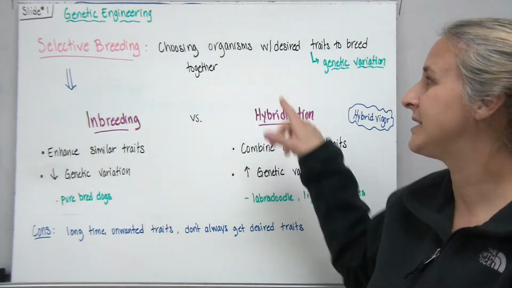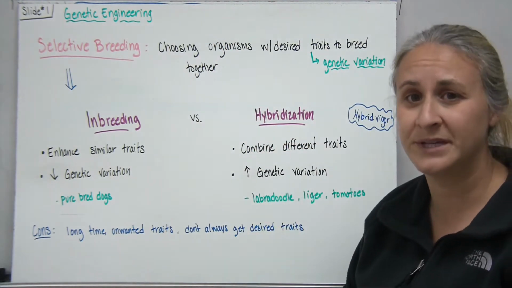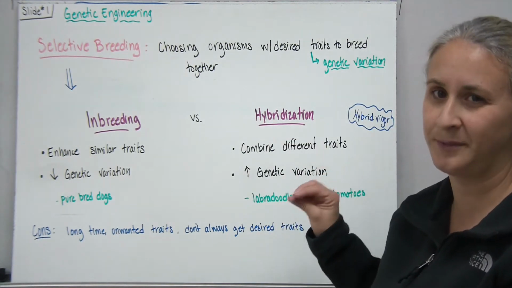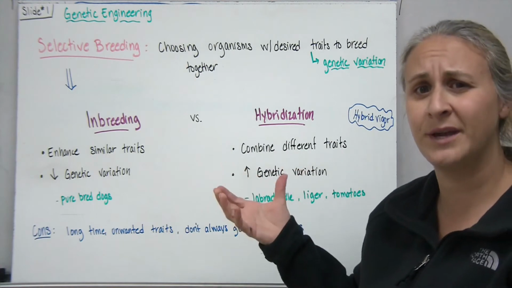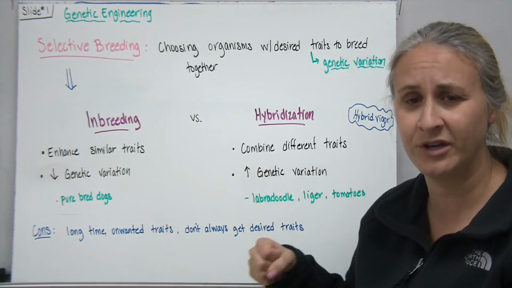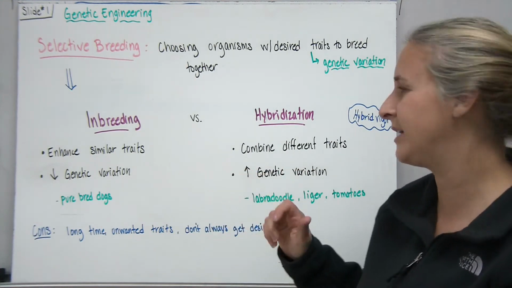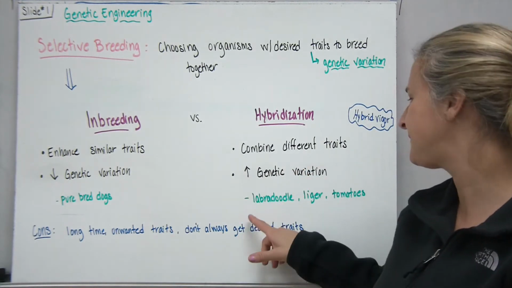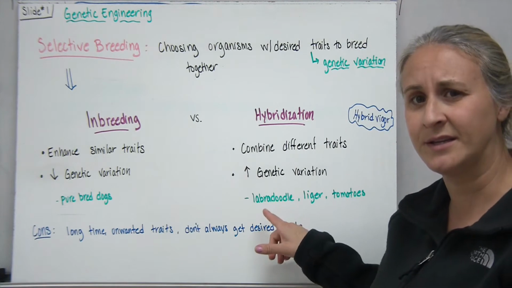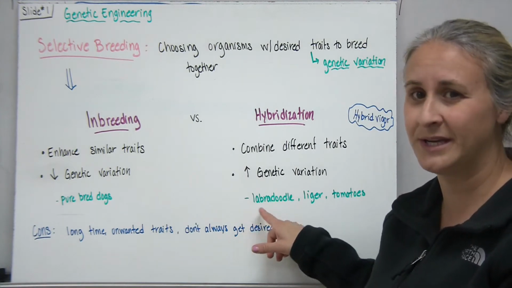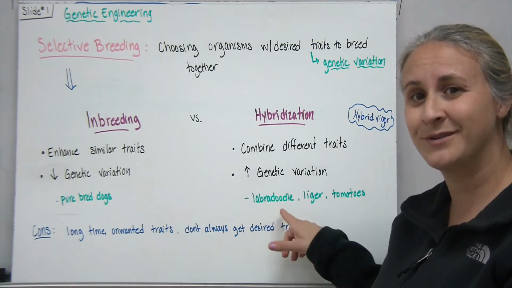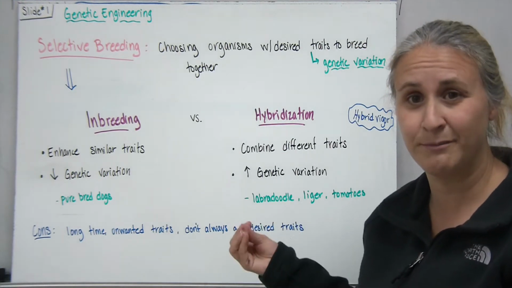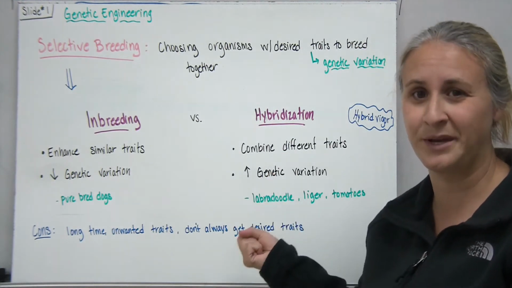Another form of selective breeding would be called hybridization. During hybridization, you're combining different traits. You're taking two animals that maybe aren't very close to each other or don't necessarily have similar traits in order to increase genetic variation. We have this happen in things like dogs. When we combine a Labrador and a Poodle to create a Labradoodle, we tend to get this mix. We don't necessarily want to call them mutts because it was an intended breeding.